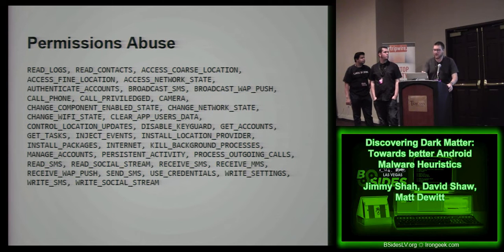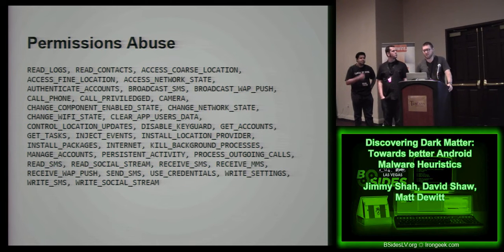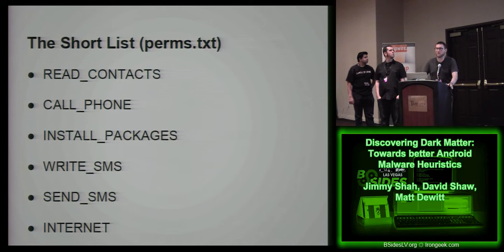But if you look at this, reading the phone logs, internet access, write to the social stream, write and then send SMS, persistent activity, install packages. There's a lot of really potentially bad permissions here that you want to make sure that you're looking at. But since this is a lot and it's sort of out of scope for the whole talk, we narrowed it down to 6. We're going to call this perms.txt. I'll actually be using that a little bit later. So we're looking at read contacts, call phone, install packages, write and then send SMS, and unrestricted internet access.